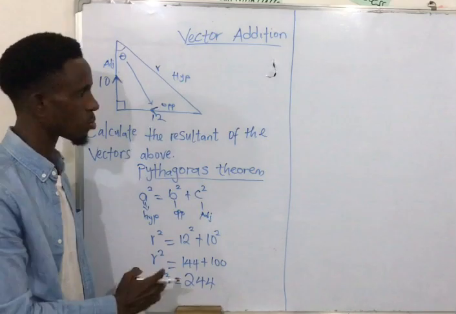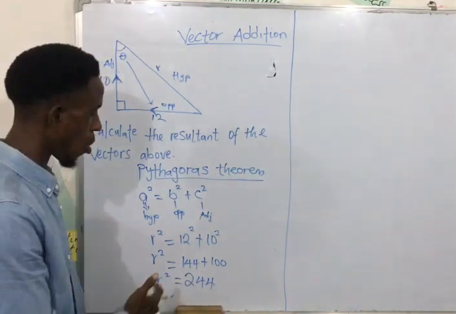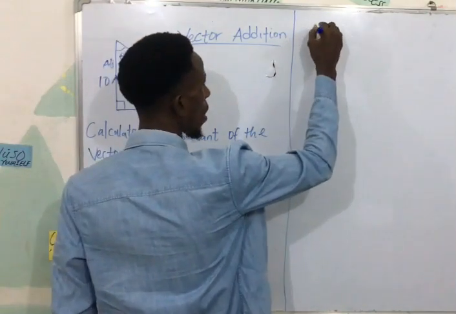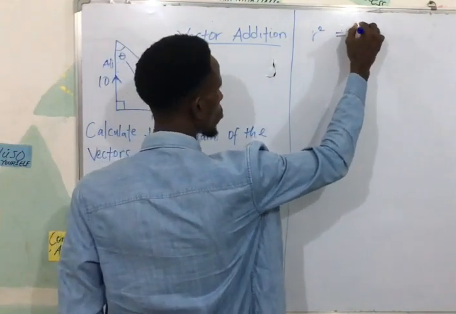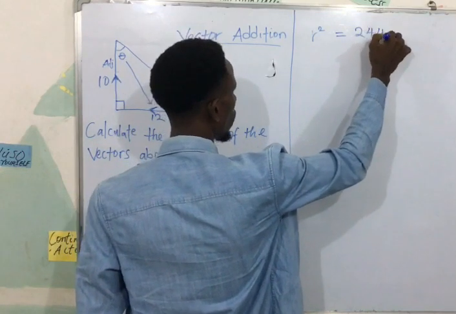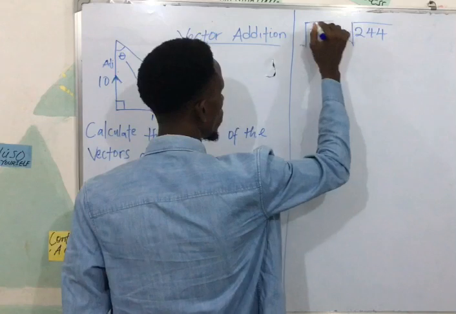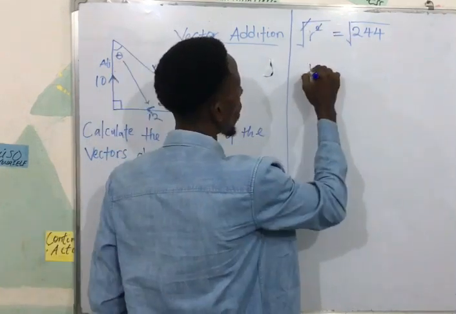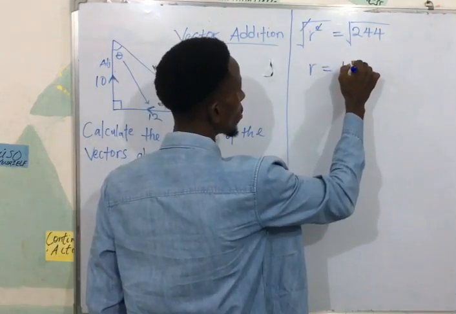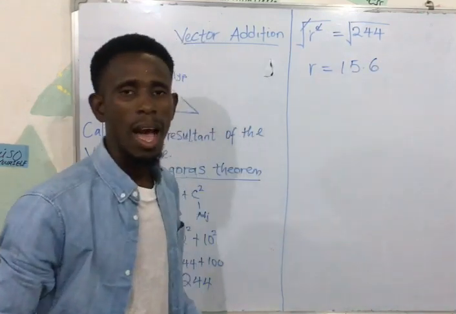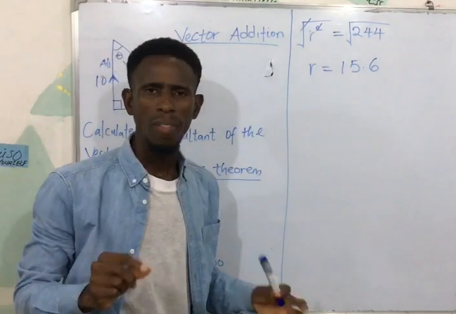So I'm going to take the square root of both sides, and I'm going to pick only the positive part of it because I'm talking about distance now, or magnitude. So my r squared is equal to 244. I'm taking the square root of both sides. My r now is going to be 15.6. So you see that I have r as 15.6, but that's not all.